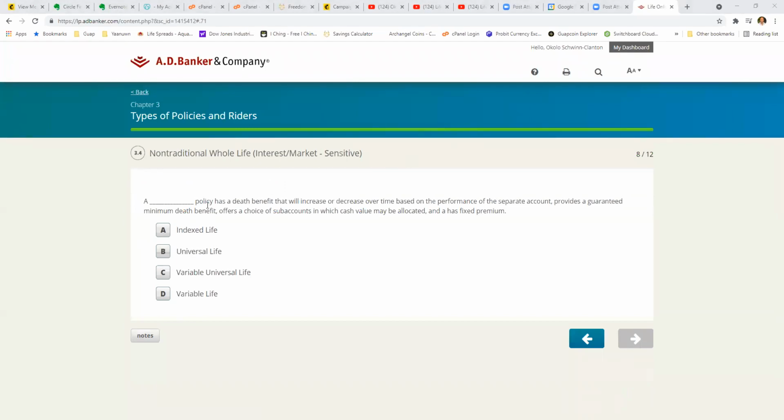So a blank policy has a death benefit that will increase or decrease over time based on the performance of the separate account, provides a guaranteed minimum death benefit, offers a choice of sub-accounts in which cash value may be allocated, and has fixed premiums. Fixed premiums. So it's tied to a separate account.